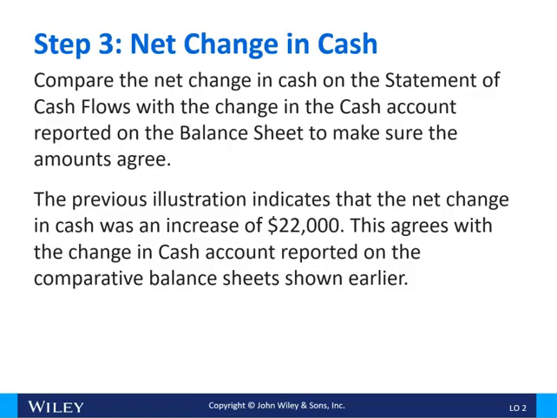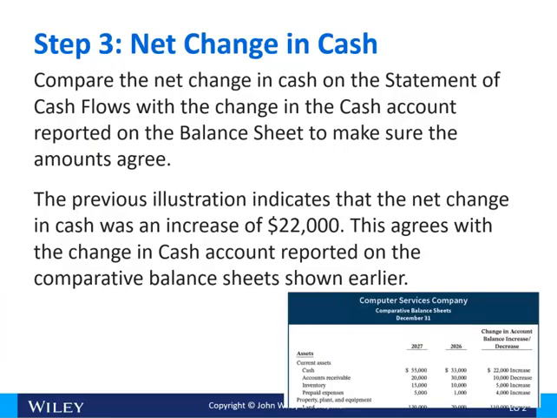Now we're going to look at the net change in cash. So in our cash flow statement, we saw that there was a $22,000 increase in cash. We're going to compare that to the change in the cash account reported on the balance sheet to make sure they agree. So we're using the comparative balance sheet. The $22,000 that we came up with on the cash flow statement does equal what we saw on the balance sheet.